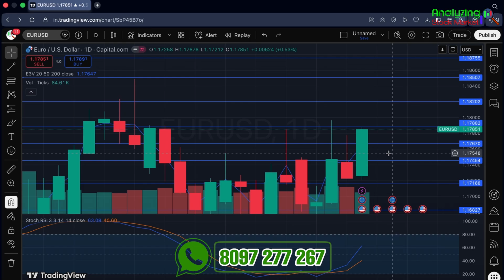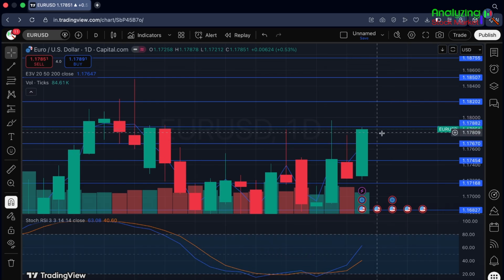Now let's talk about my opinion on EURUSD for this week. According to the previous week's momentum, I'm expecting a negative move in this range, that is in a no trading zone, 1.17670 to 1.17882. I'm expecting a negative closing in the no trading zone. But if you're going for any long trade, then only go long once 1.17882 gets breached and a 4-hour candle closes above this. Then you can go long till this level, which is 1.18202.